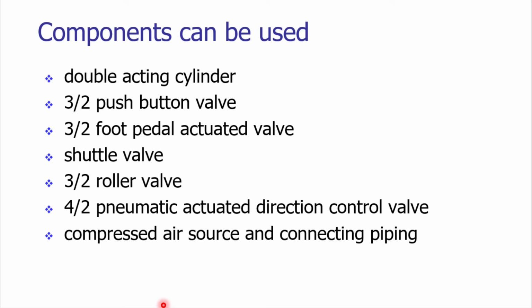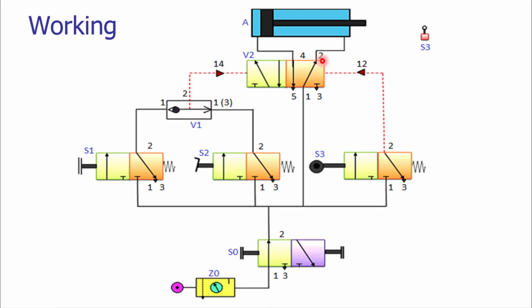So let us look at the configuration that is developed for the given problem. As it is mentioned that for displacement of the work parts or the components which are there in the magazine, we need to have a double acting cylinder. So A is the double acting cylinder which is to be operated by using the compressed air. So we need the compressed air.